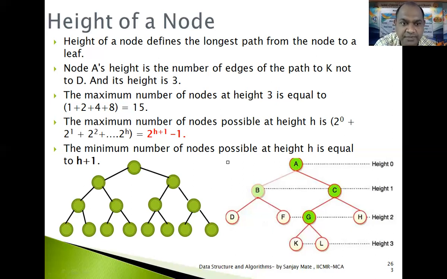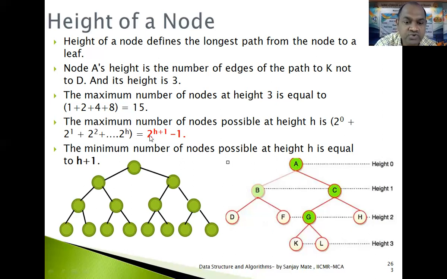That is 3. The maximum number of nodes at height 3 is equal to 1 plus 2 plus 4 plus 8. If the height is 3, how many nodes can you have in that particular binary tree? That is nothing but 15. See, the height of this tree is 3. So how many nodes are there? 1, 2, 3, 4, 5, 6, 7, 8, 9, 10, 11, 12, 13, 14, 15. The maximum you can have is 15 nodes.